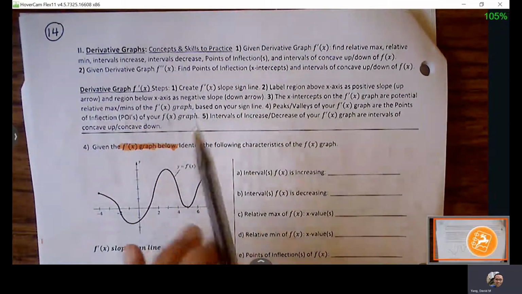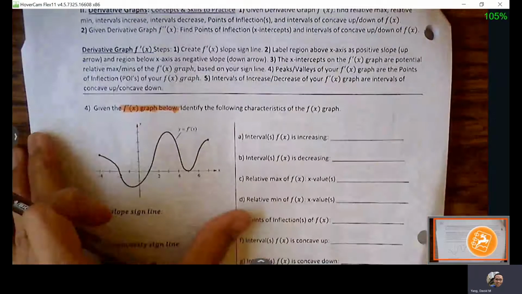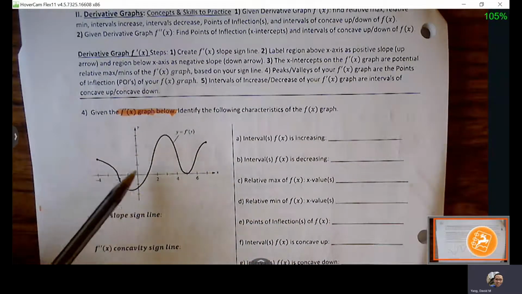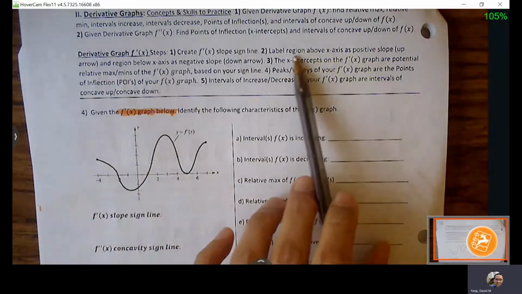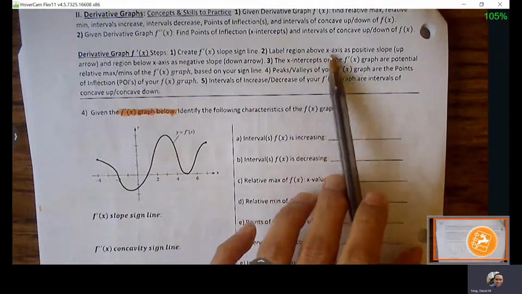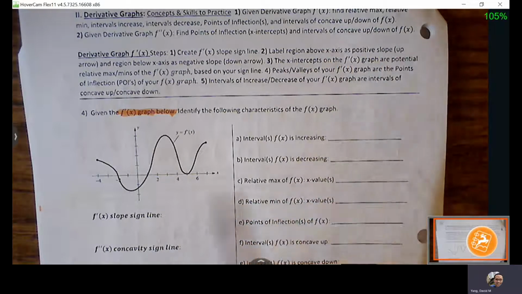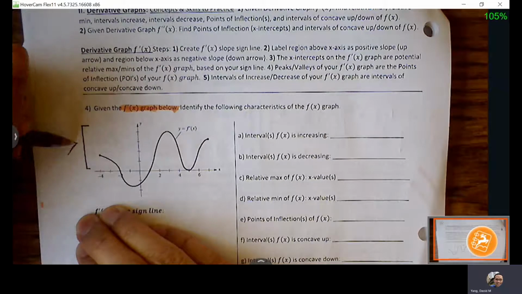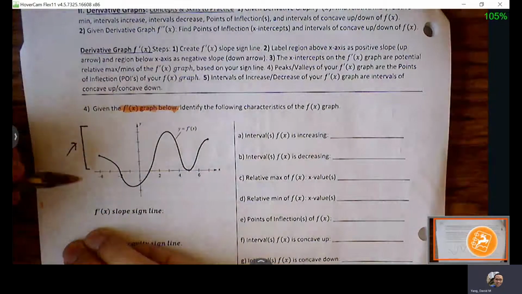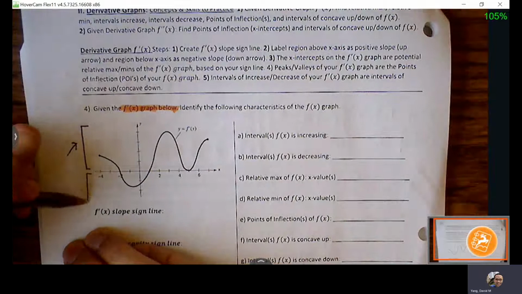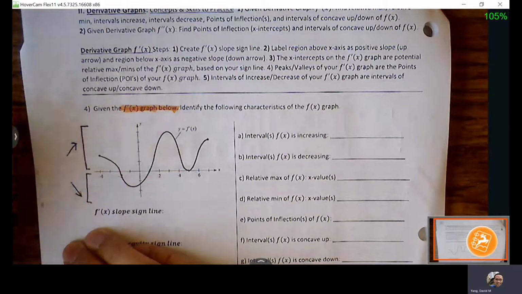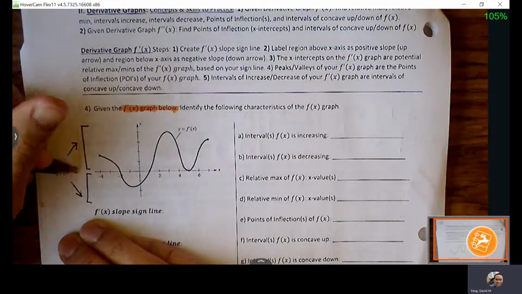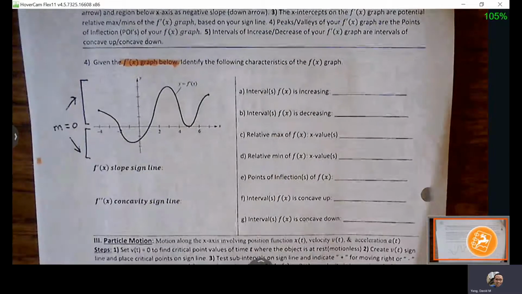So what we're going to do is label what we're looking at to help remind us of the things that are in place. First, I like to label the regions above the x-axis and below the x-axis. Above the x-axis represents where my original graph is rising, or has positive slope. Anything that sits below the x-axis is where my original graph is experiencing negative slope. And anything on the x-axis tells me where the slope of my original graph is 0.